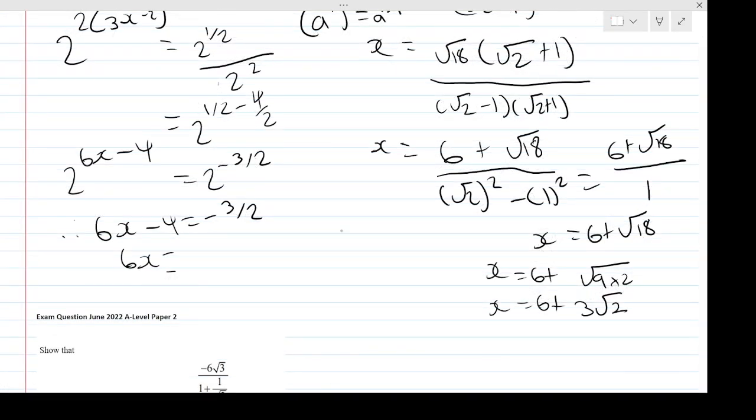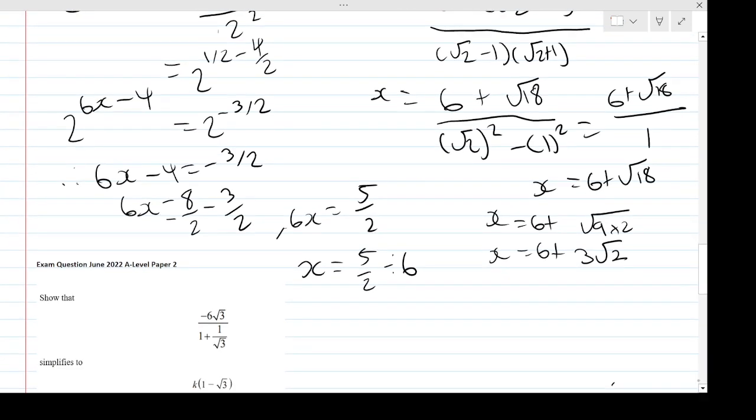So 6x, if we add 4, is 4 take away 3 over 2. I could put that in the calculator, but I'll do it manually quickly. 4 is 8 over 2, to get a common denominator of 2. Then 6x is 8 take away 3, which is 5 over 2. Then x is that divided by 6, so 5 over 2 divided by 6.